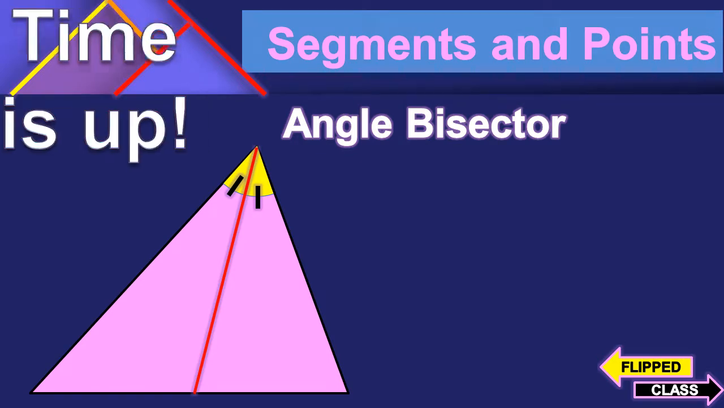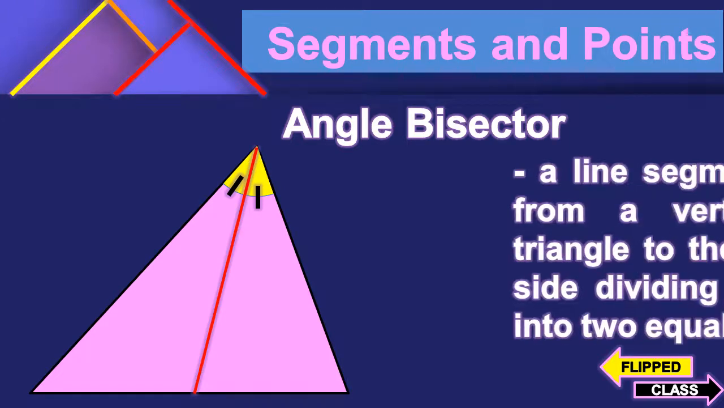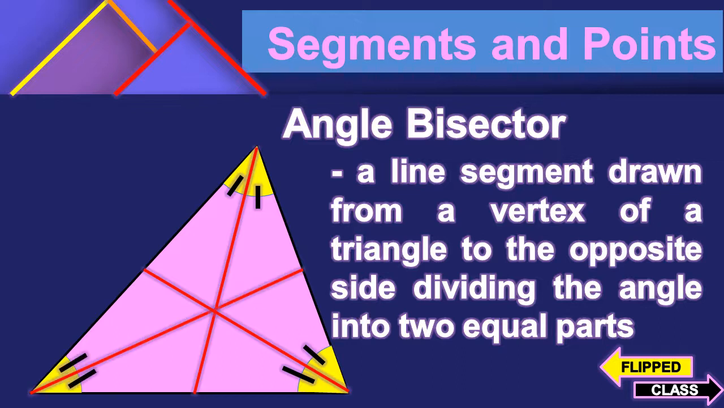Time is up. Okay, from the name itself, it's very obvious. An angle bisector is any line segment that is drawn from a vertex to the opposite side, and it divides or bisects the given angle. Aside from this angle bisector, you can also draw the other two angle bisectors of the other two angles here. The intersection point of the angle bisectors here is also a special point, namely the incenter. That's your angle bisector and incenter.